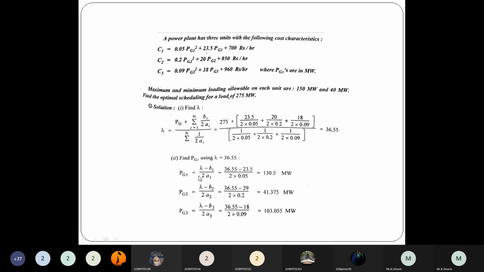Pg1, Pg2, Pg3 is lambda minus P1 by 2a1. So that is 36.55 minus 23.5 divided by 2 times 0.05, which is 130 we may achieve. Pg2 equal to lambda minus P2 by 2a2, which is 29. Pg3 is lambda minus P3 by 2a3, that is 36.55 minus 18 whole divided by 2 into 0.09, which is 103.02.